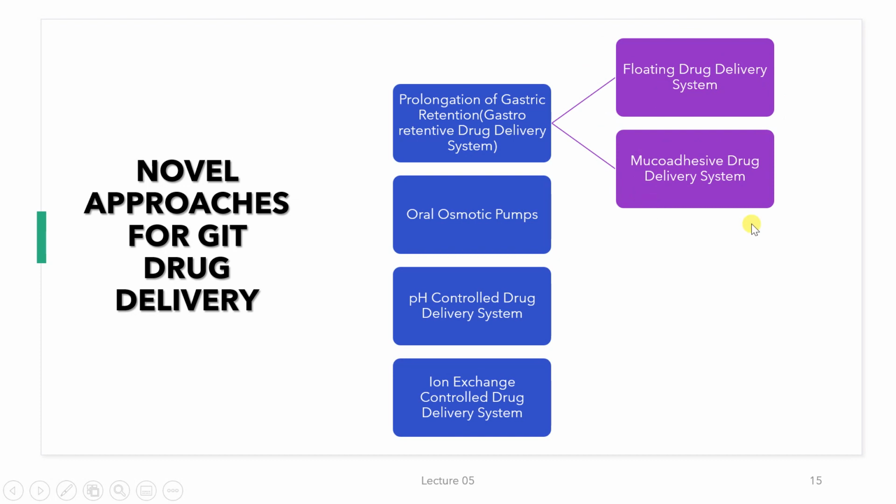There are many other approaches for gastroretentive drug delivery systems, but we will mainly focus on these two. The other approach for novel delivery of drugs into the GI tract is oral osmotic pumps. The initial osmotic drug delivery systems and their designing we discussed in the previous semester. We will be more focused here on oral osmotic pumps only. pH controlled drug delivery systems can also be utilized in order to control the delivery of drug in the GI tract. Ion exchange controlled drug delivery system is another novel approach to deliver drugs into the GI tract.